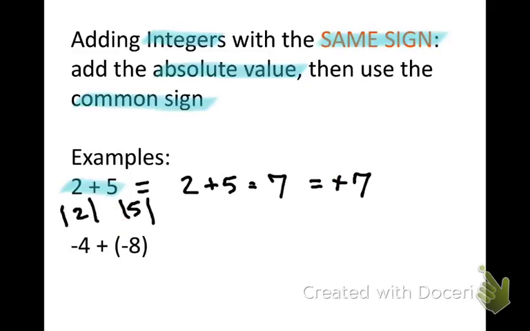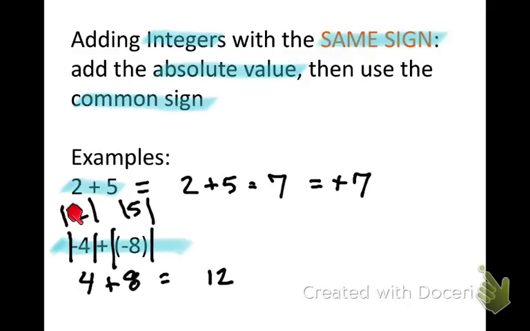But let's look at this other example. Now write down this other example. Here I see both of my numbers are negative. Now, I'm going to do the absolute value of them. The absolute value of negative 4 is 4. The absolute value of negative 8 is 8. Now I'm going to add those together and I get 12. But because both of my numbers are negative, I have to use the common sign. They both have that negative out front, so my answer has to be negative. So the correct answer is negative 12.